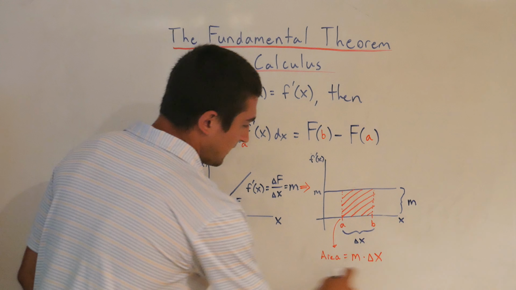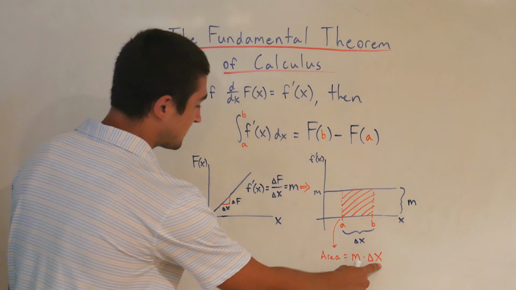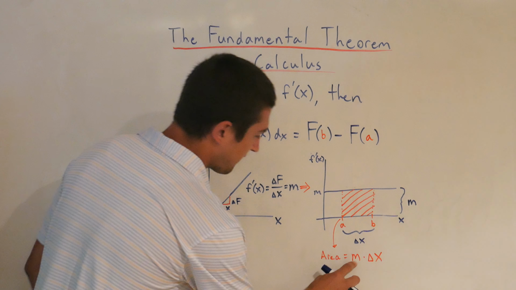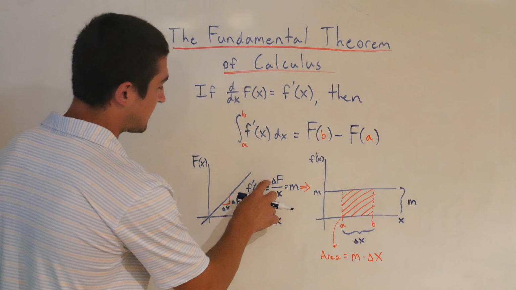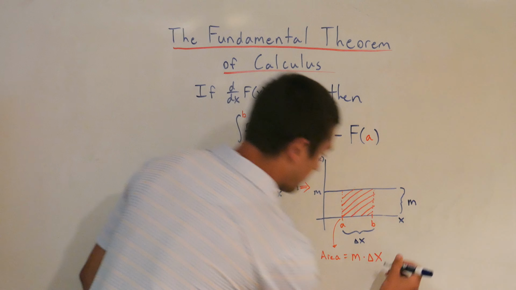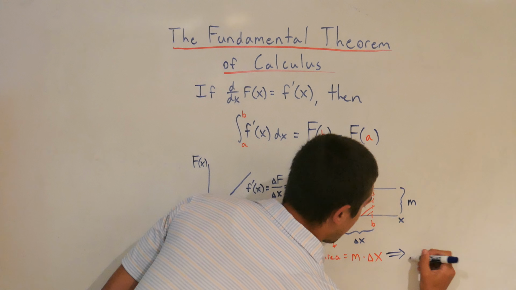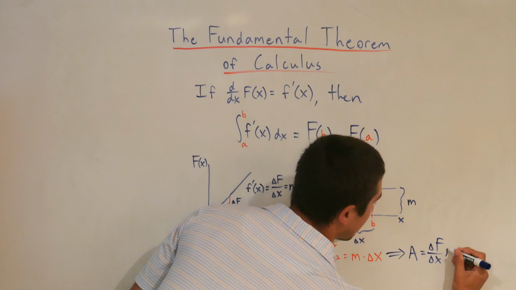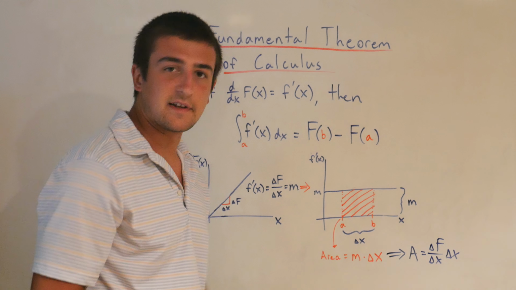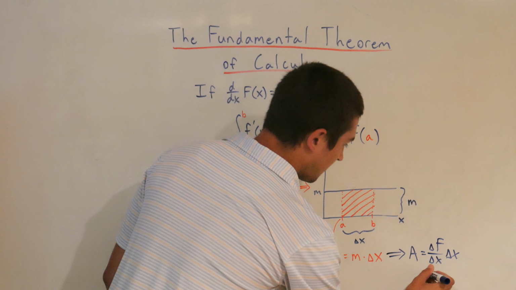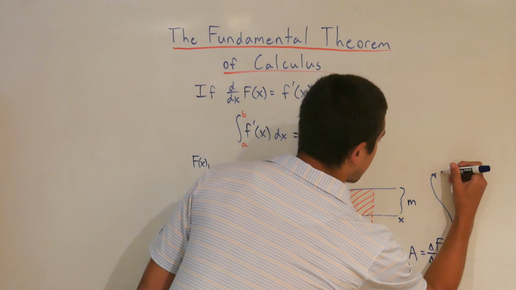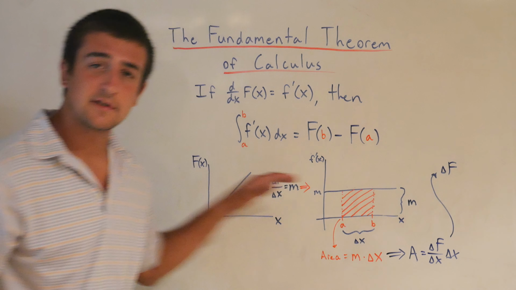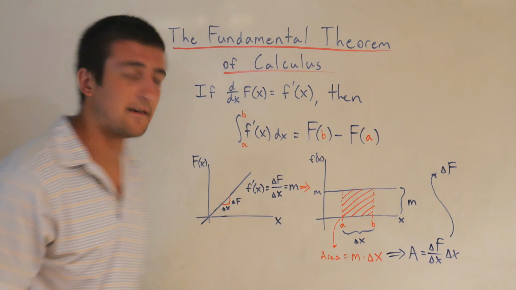Okay, and so I'll show you now how this is actually the same thing as f of x. So look, if we substitute in for m what we know it to be, which is delta capital F over delta x, then we get that the area is equal to delta F over delta x times delta x. And the delta x's will cancel, and you just get delta F. Okay, so the area under this straight horizontal line is just delta F.